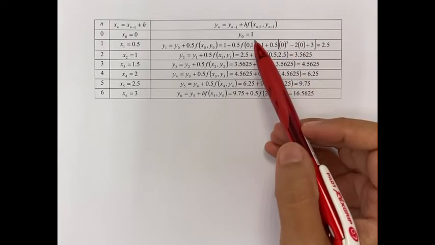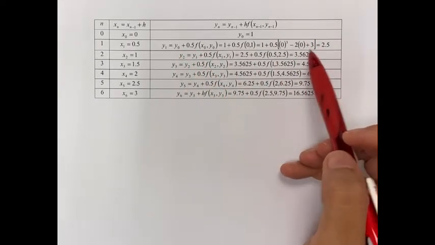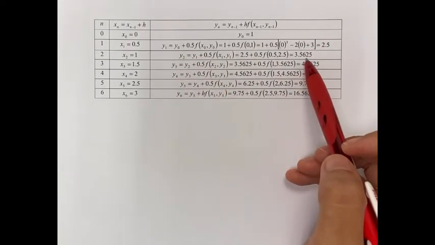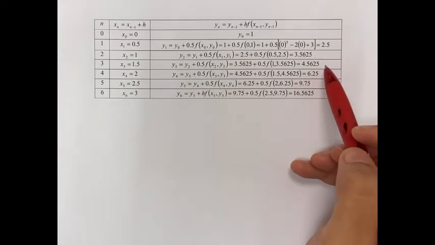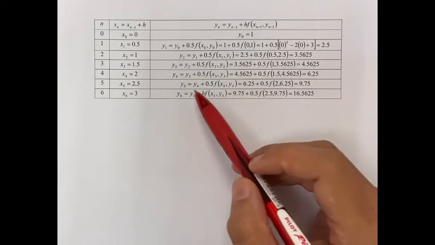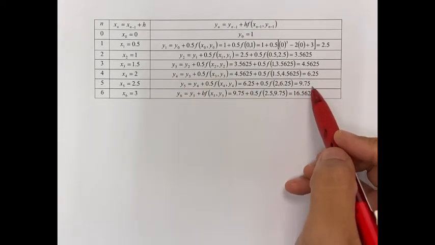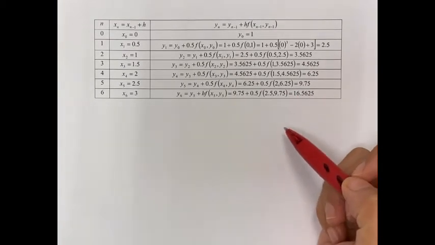So for y0 we have 1, y1 is equal to 2.5, y2 is equal to 3.5625, y3 is equal to 4.5625, y4 equal to 6.25, y5 is equal to 9.75, and y6 is equal to 16.5625.